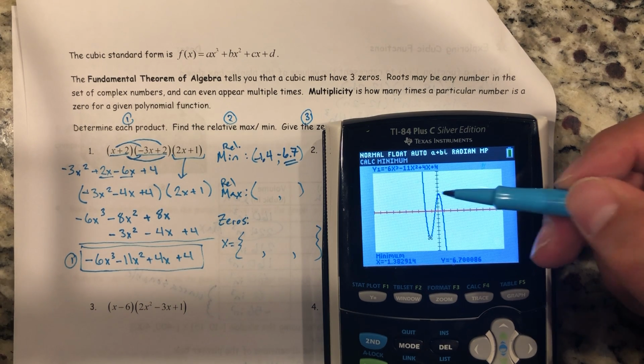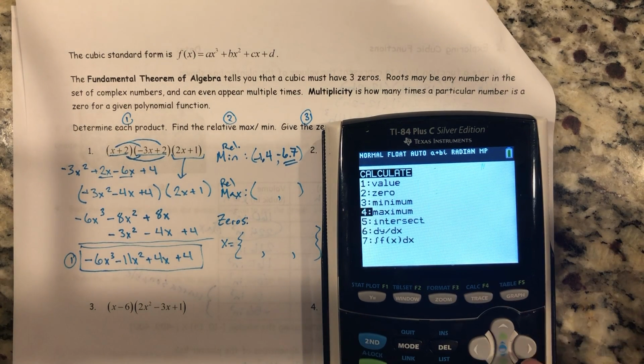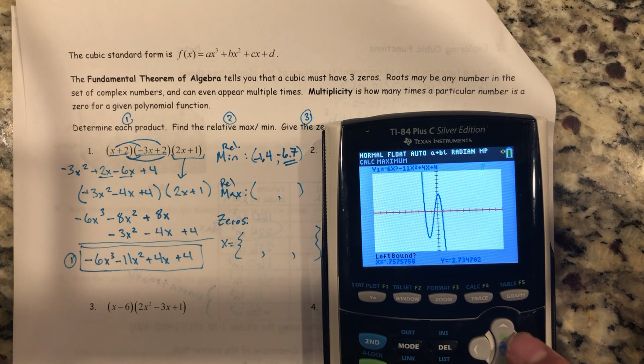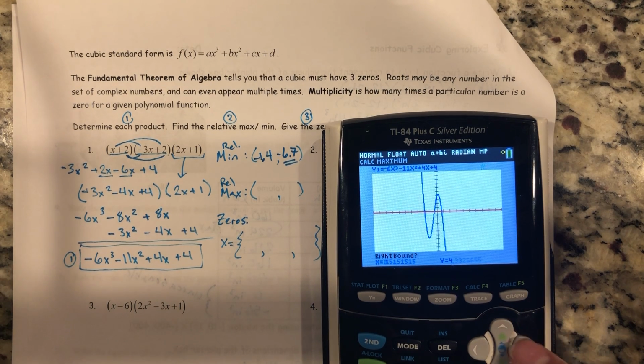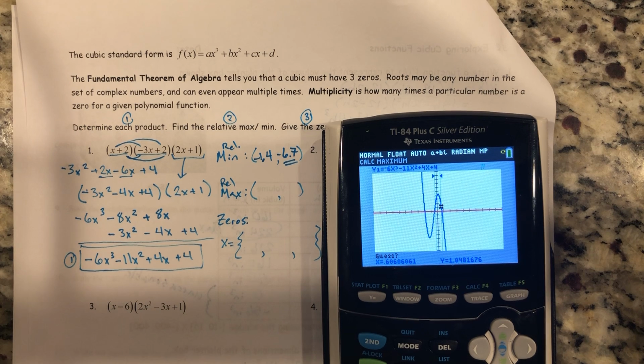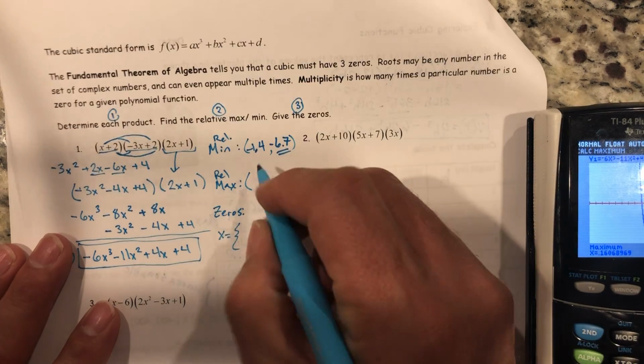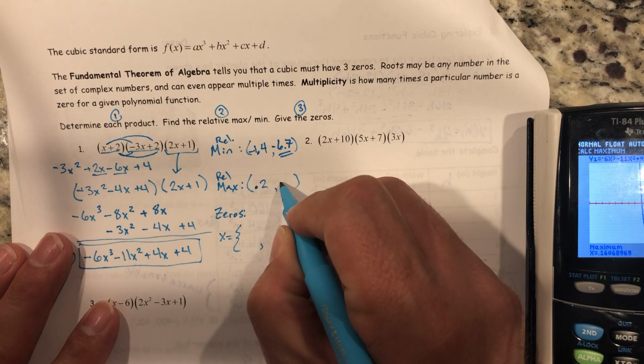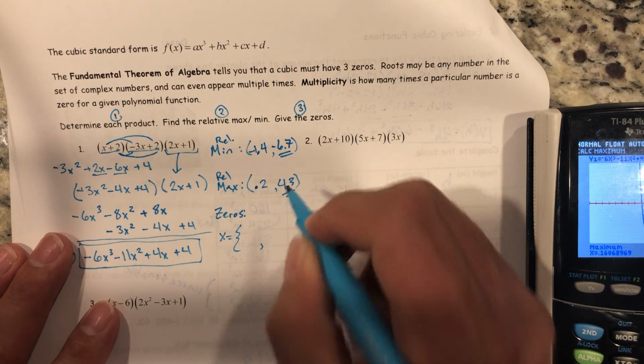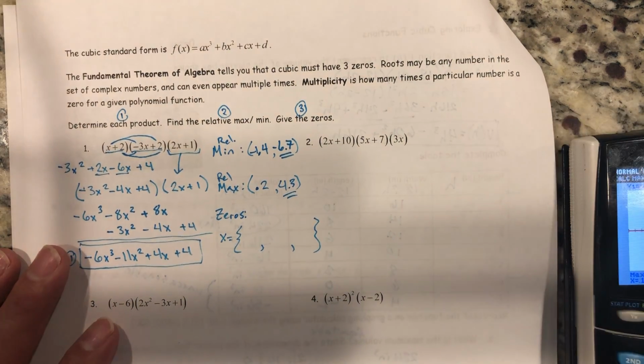So I'll move a little faster now. So we go second, trace, max. Again, left bound is to the left of that point, right bound to the right of that point. Guess, hit enter 1 more time, and we get a point of 0.16, or we can just say 0.2. So 0.2 and 4.3, again, the y value being the one of importance.